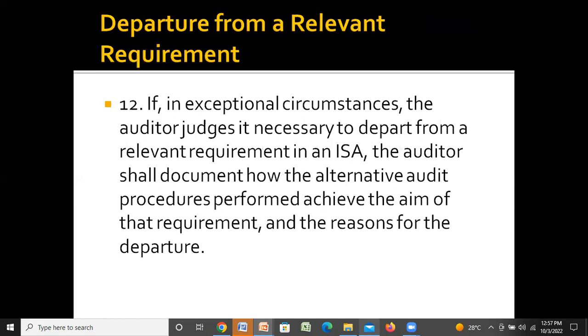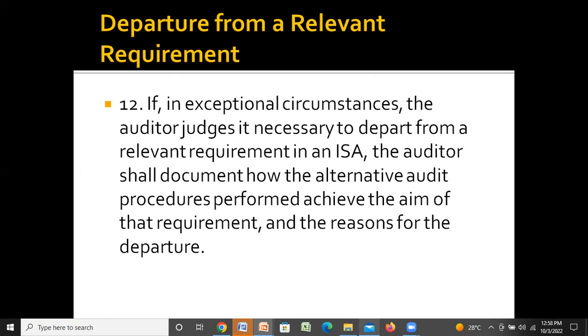Departure from relevant requirement, paragraph 12. If in exceptional circumstances the auditor judges it necessary to depart from the relevant requirement in an ISA, the auditor shall document how the alternative audit procedures performed achieve the aim of that requirement and the reasons for the departure. Of course, you're supposed to follow auditing standards, but what this paragraph 12 is saying is that it is possible that there may be a situation where what the standard is saying may not be applicable, which is not supposed to be too common.